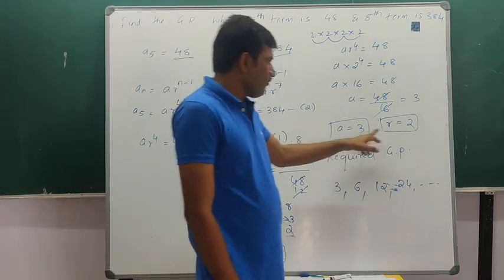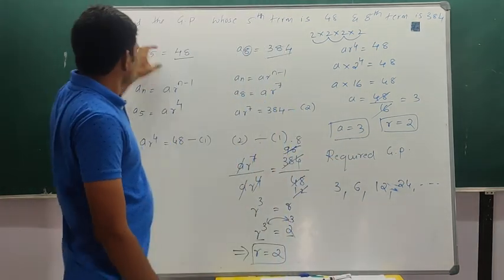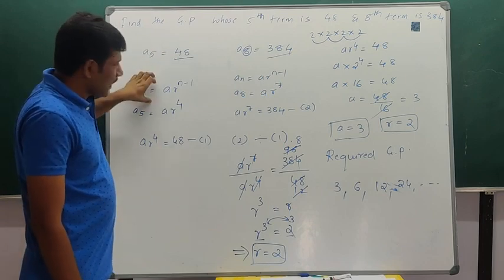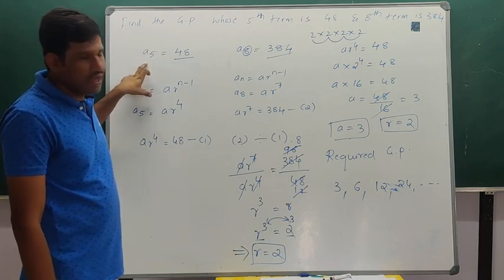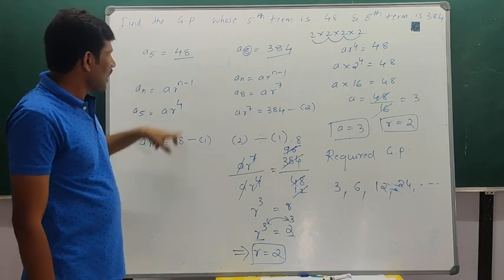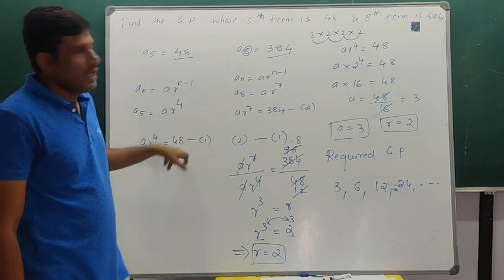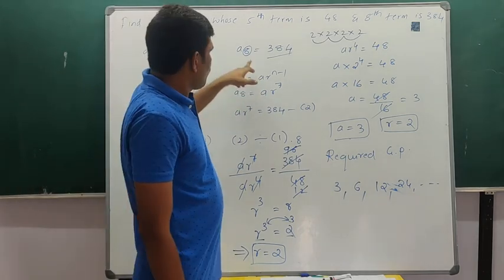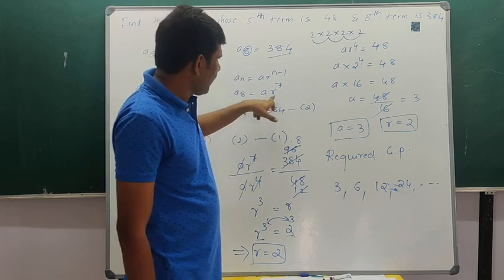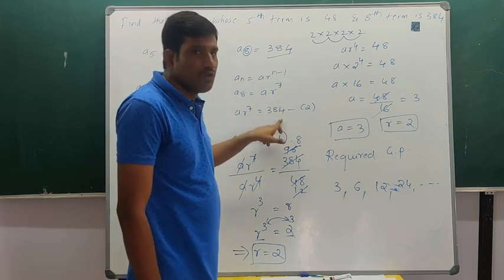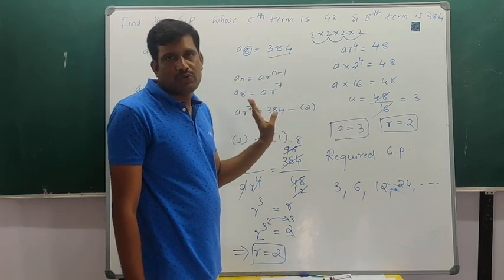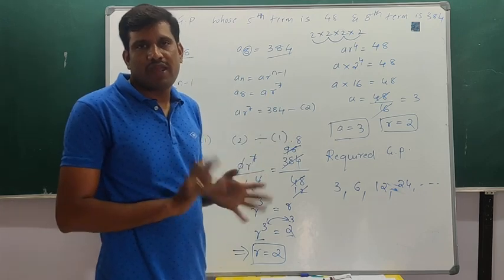So first we find the values of A and R. The fifth term is given by using the AN formula. Put N is equal to 5. We are getting one equation, that is AR power 4 is equal to 48. Again using the AN formula, put N is equal to 8. We are getting AR power 7 is equal to 384. By solving these two equations, we should find the values of A and R.